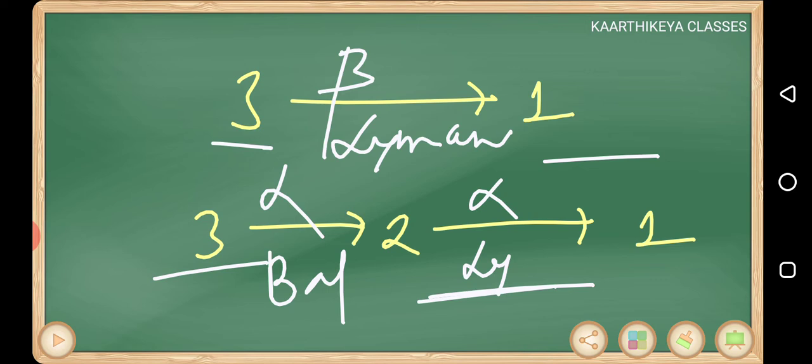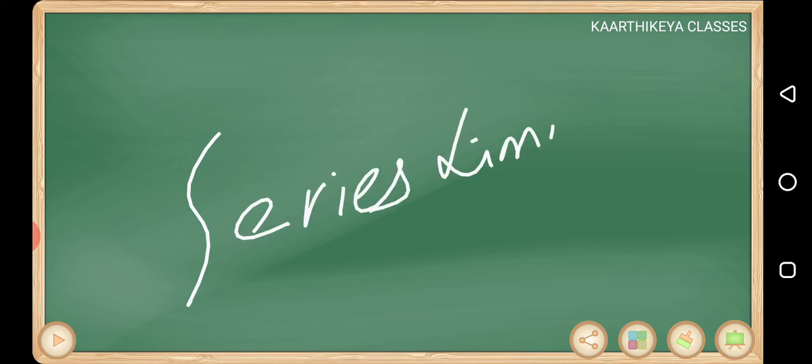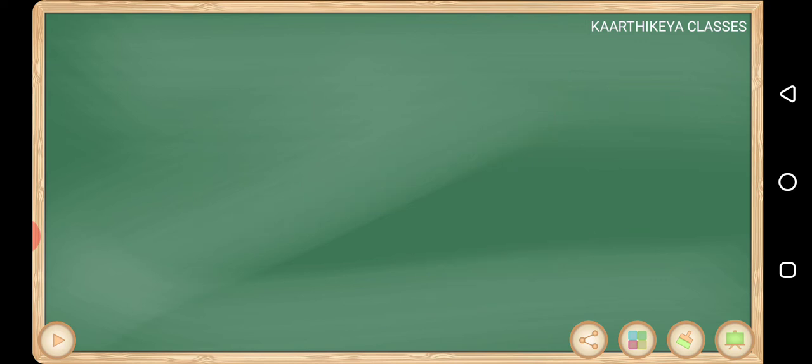Okay, in these questions, if they are mentioning the series limit line, if this word is mentioned, you take n2 is equal to infinity, meaning the electron is out of the atom. It is not in the atom, so you take n2 is equal to infinity. It is gone.